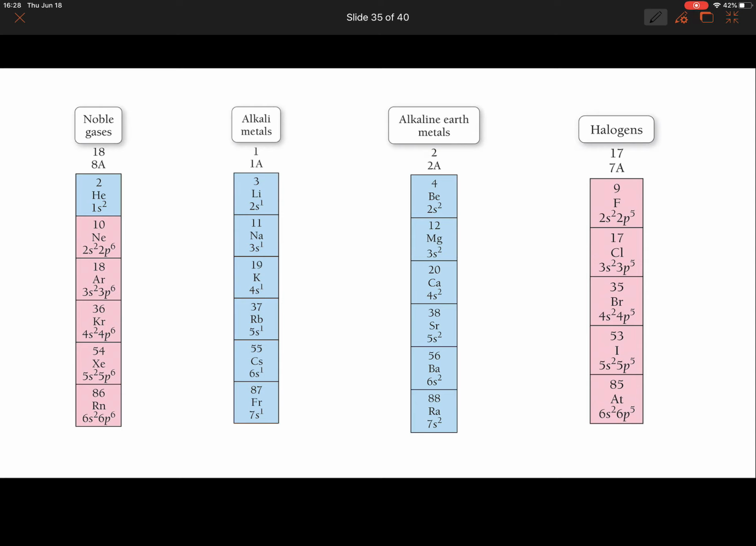Now I skipped over a few rows here. Row 3 is 3 beyond a noble gas, so it loses 3 electrons. Nitrogen in this column 5 is 3 away, so these guys tend to form 3 minus charges. These guys in column 6 are 2 away. And column 4, they are right in the middle. So sometimes they form +4 or -4.